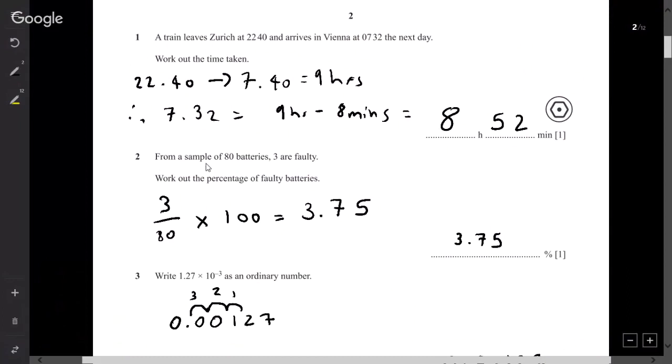Question number 2. From a sample of 80 batteries, 3 are faulty. Work out the percentage of faulty batteries. Okay, so just find that as a percentage. So 3 over 80 times 100 is 3.75%.